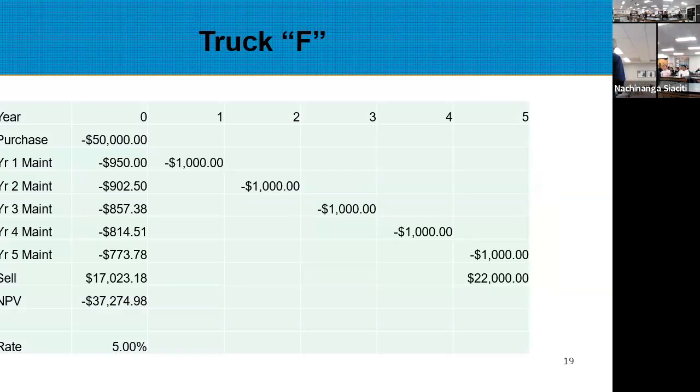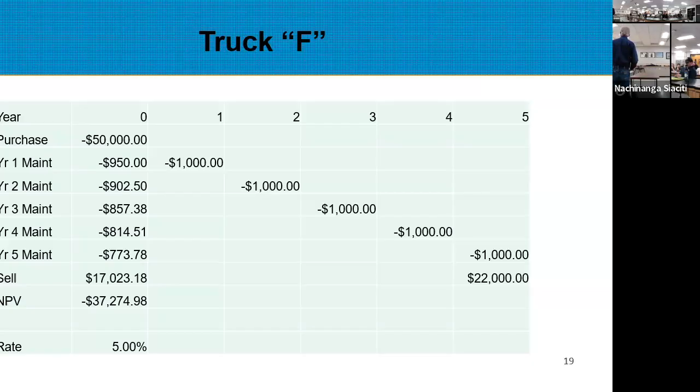So again, first year, truck's going to cost you $50,000. But over the next 5 years, you've got a whole bunch of maintenance. It's your regular maintenance you're going to be doing on the truck. And at the end of 5 years, you're going to sell the truck too, to recover the money.